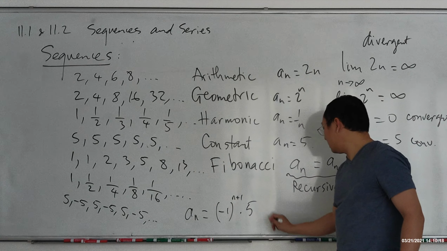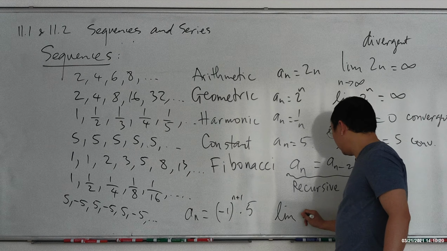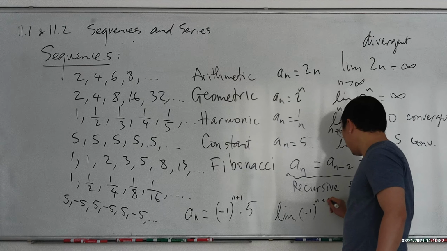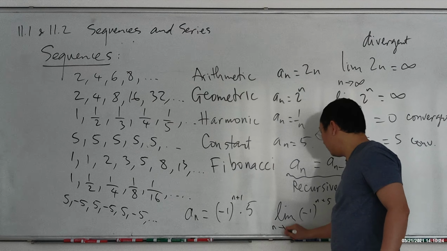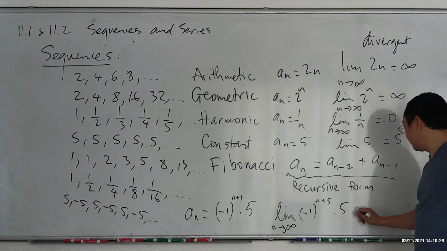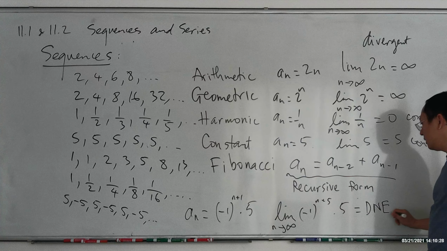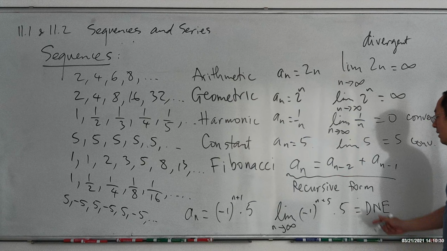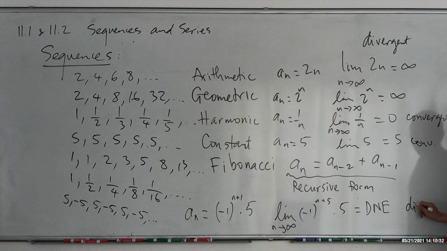Okay? And this limit, negative 1 to the n plus 1 times 5 as n goes to infinity, is undefined. Does not exist. So the limit does not exist. You say what? The sequence is divergent as well.